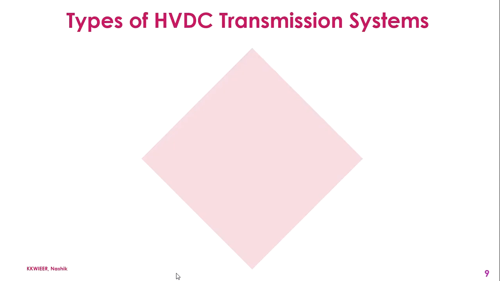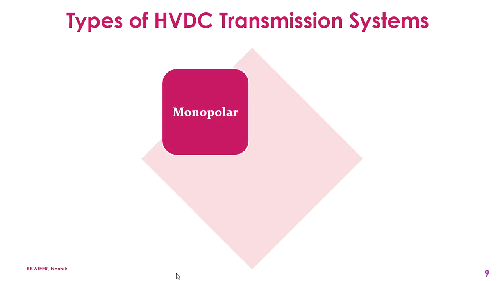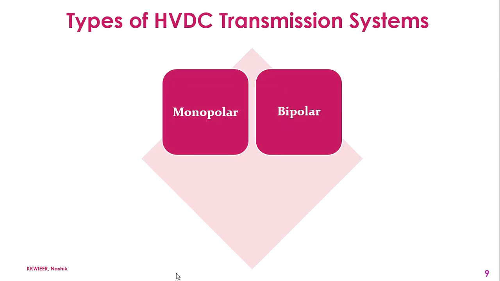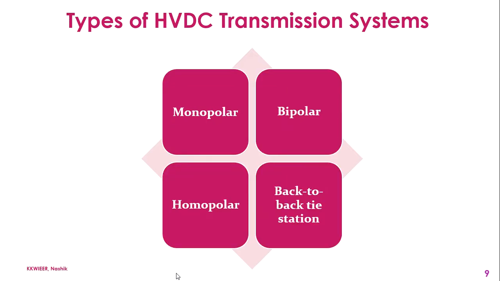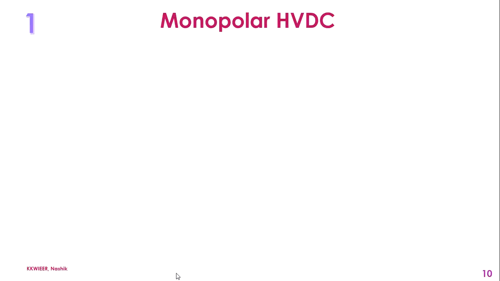So, there are four types of HVDC transmission systems. The first one is monopolar, second is bipolar, third is homopolar, and fourth is back-to-back tie station. So, we will see in detail one by one. The first one is monopolar HVDC.